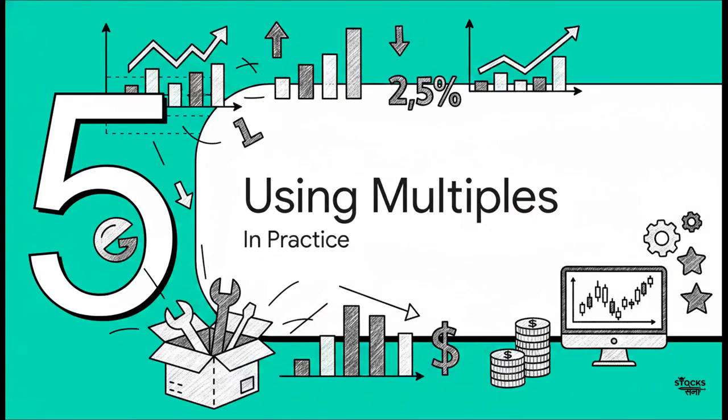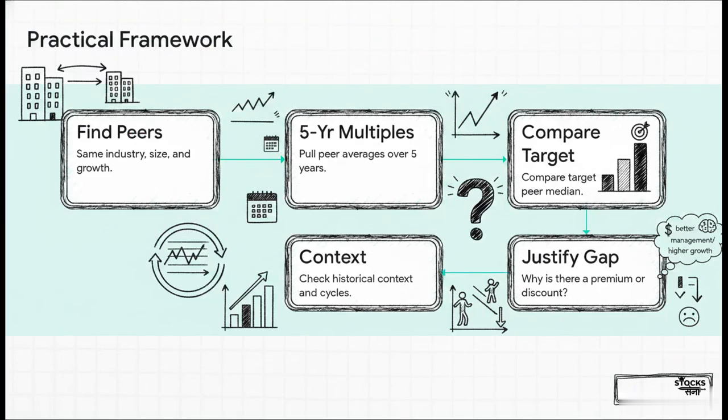Section 5. Using multiples in practice. Okay, so here's your 5-step professional framework for actually using these tools. First, you need to identify a very strict peer group. We're talking same industry, similar size, similar growth profiles. Second, pull their multiples, but please don't just look at today's numbers. Pull the 5-year average so you smooth out any weird anomaly years. Third, compare your target stock to that peer median.